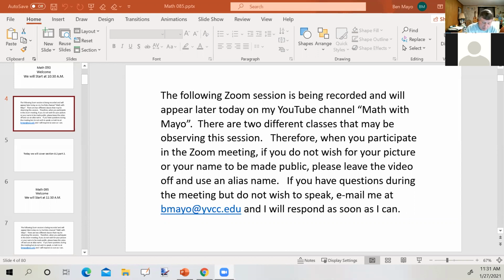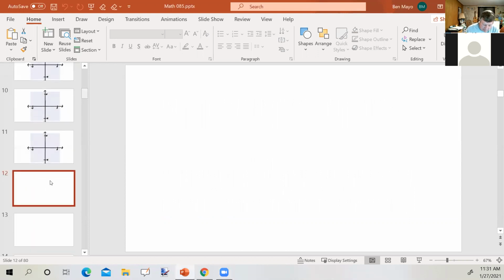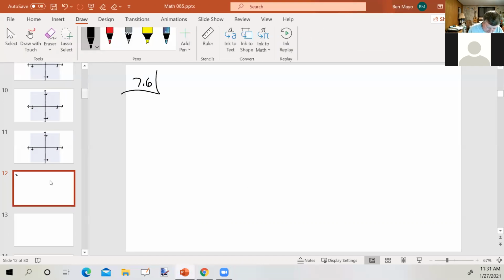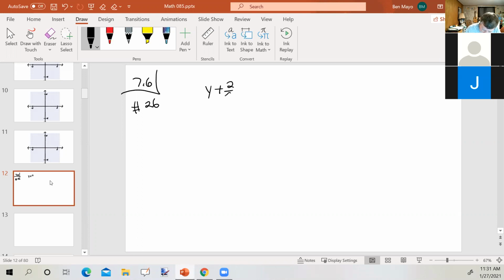All right, so today we're reviewing for the test that's tomorrow, and I've got some questions that were requested. This actually goes all the way back to 7.6, which is a couple days ago, but we've got time, so we'll do it. We're going to take a look at problem number 26, and it says, solve the equation and check the result. And the equation looks like this: y plus 2/9 equals (2y minus 144) over (9y minus 81).